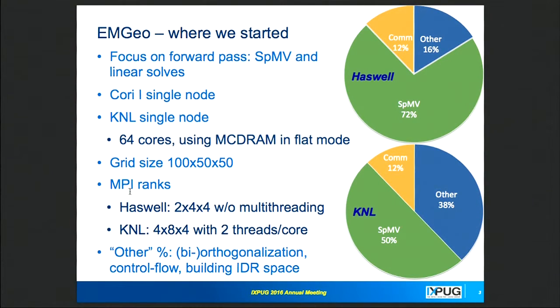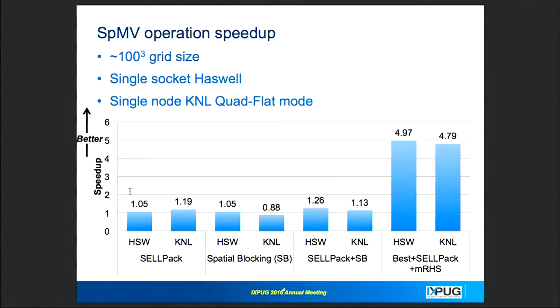And the communication here is coming from the allreduce operations in the Krylov solve and the point-to-point communication from the halo exchange in the stencil computation in this code. I would like to note that the code is originally running MPI only. That's why in a single node we have this much communication. Since this is a lightning talk, I will just describe the optimizations more briefly.